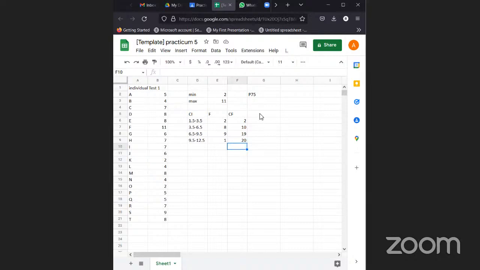So what we're going to do next is the cumulative frequency percentage. When I say CF percentage, what we're going to see is how much percentage this particular frequency occupies out of the entirety. So totally we have 20 subjects, right? So the cumulative frequency percentage is going to be 2 divided by 20 into 100, right?